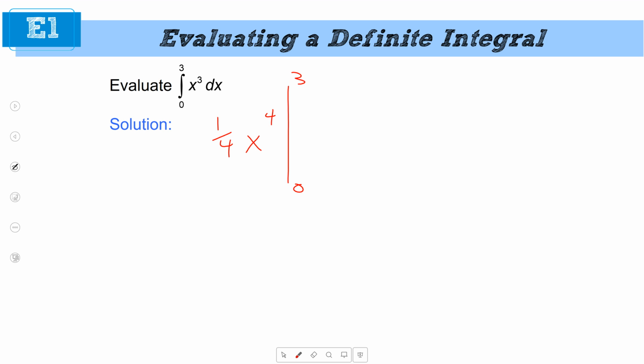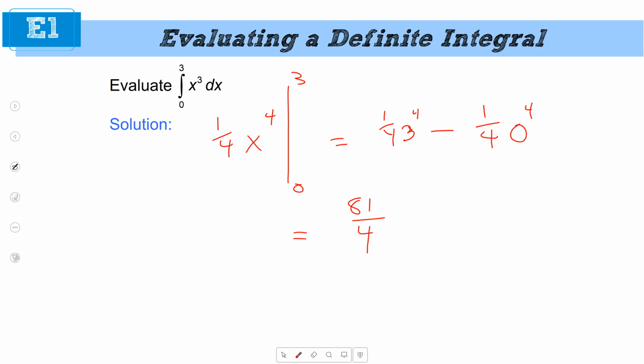I know it's right. And then I apply the fundamental theorem of calculus, plug in 3, whoops, plug in 0, and simplify. 3 to the 4th, I believe, is 81. Yes? Well, by the way, you're going to need your calculators. You're right, it is 81. And of course, we all know that 0 to the 4th is 0, so that term disappears.